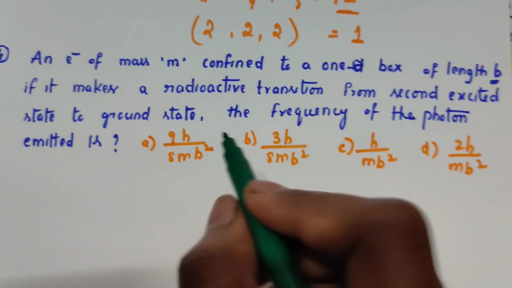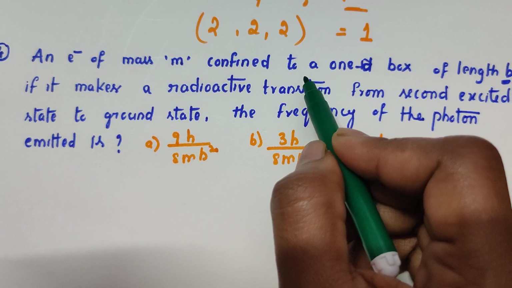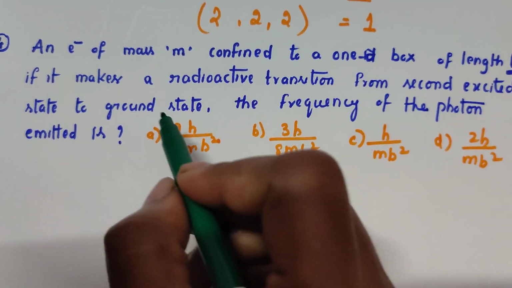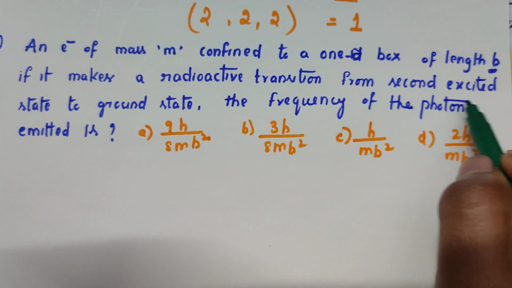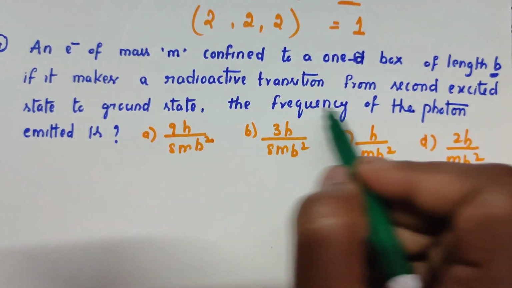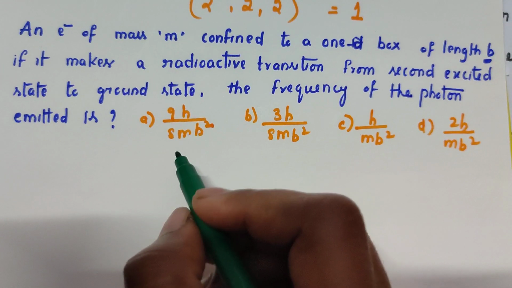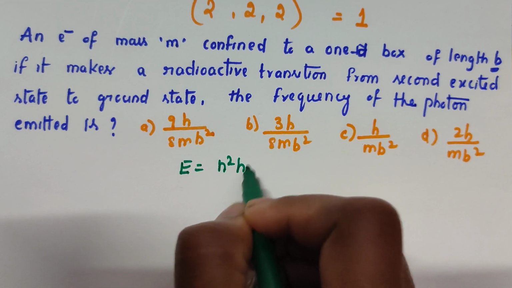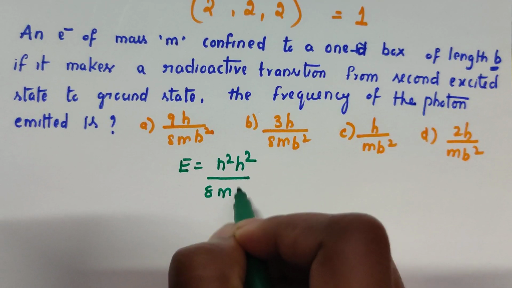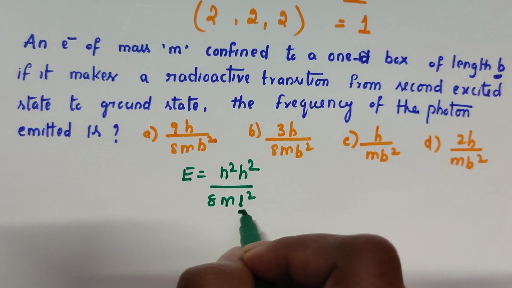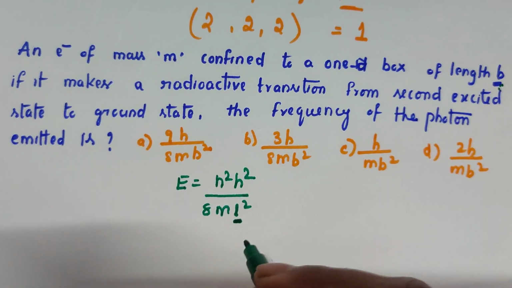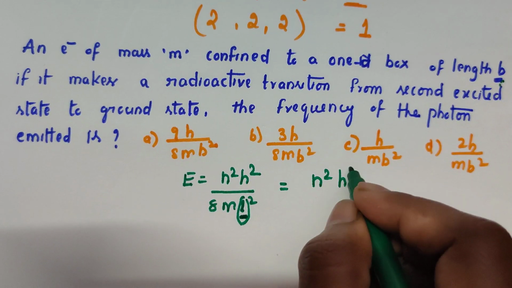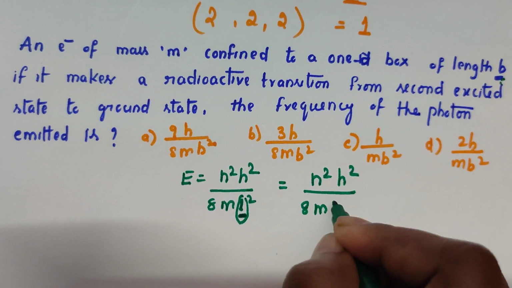Another question: an electron of mass m confined to a 1D box of length b. If it makes a radiative transition from the second excited state to the ground state, what is the frequency of the photon emitted? As we know, for a particle in a 1D box, the energy is n square h square upon 8 m l square. The box length is given as b, so instead of l we substitute b: n square h square upon 8 m b square.